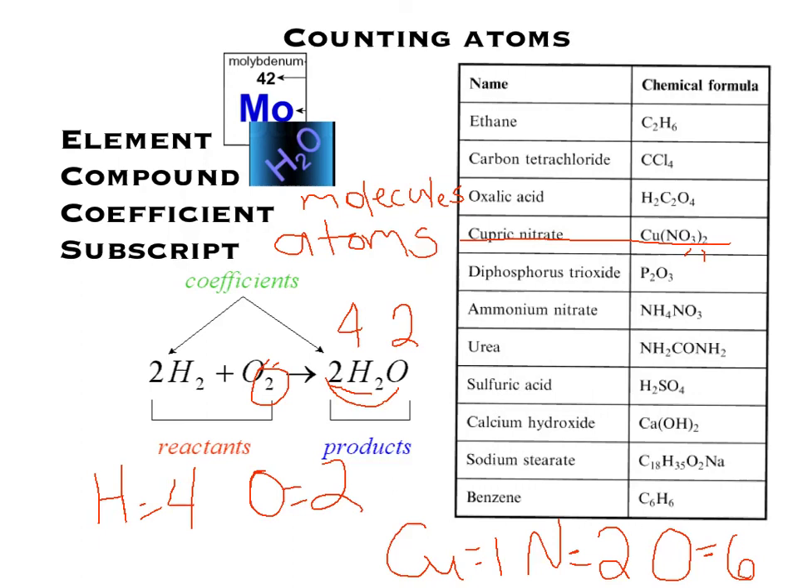So in this molecule of cupric nitrate, you have 1 atom of copper, 2 atoms of nitrogen, and 6 atoms of oxygen.